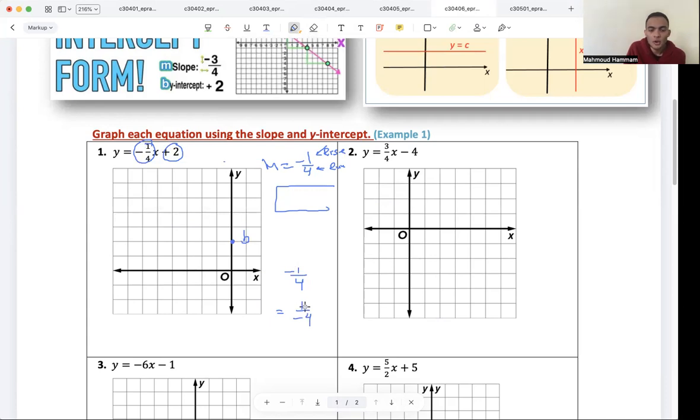1 over -4. So this means I will go up. The rise is 1 and the run is -4. So I must go up 1 step here, and then I will run 4 steps to the left. 1, 2, 3, 4. And this is my second point. And then you will just match the 2 points. So far, so good?